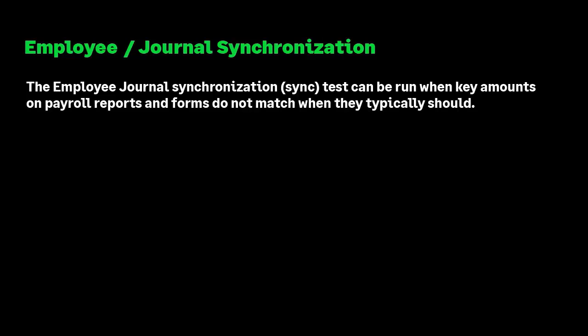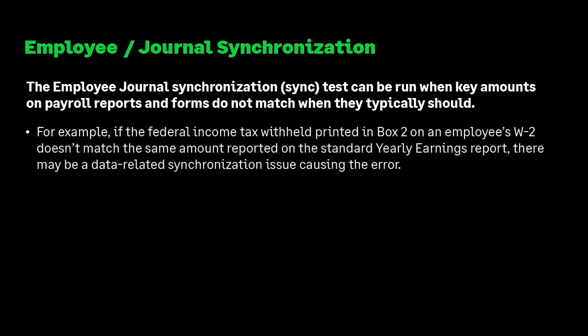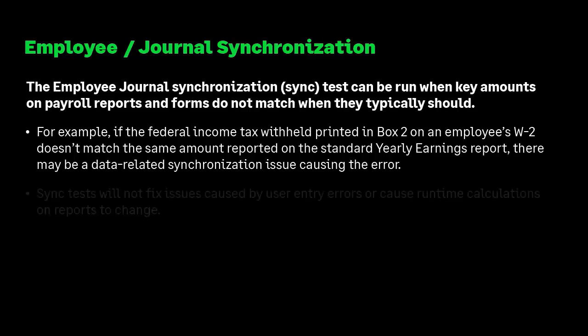The Employee Journal Synchronization Test is a company database integrity check that can be run when key amounts on payroll reports and forms do not match when they typically should. For example, if the federal income tax withheld printed in Box 2 on an employee's W-2 doesn't match the same amount reported on the standard yearly earnings report, there may be a data-related synchronization issue causing the error. In a situation like this, the Employee Journal Sync test may help resolve the issue.